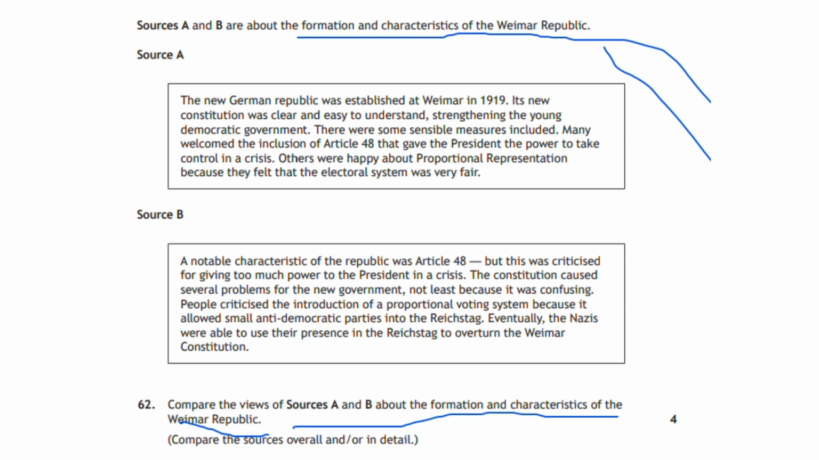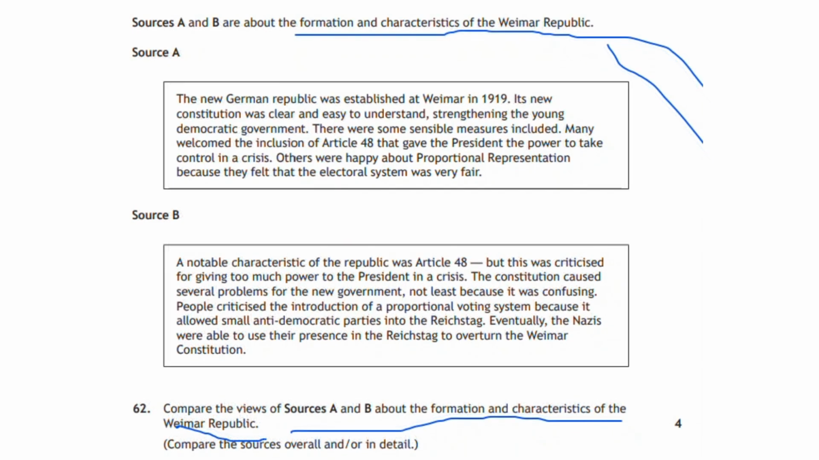That's what we're reading them for. There'll be a few distractors in each source, but we're looking for anything that tells us about the formation or characteristics of the Weimar Republic. So really anything about how it was made, formed, or what it was like. With this question, I'd like to start by getting some highlighters out, and I'm looking to highlight points of comparison. So I'm looking for a keyword in source A which will reappear in source B. The first thing to do is of course read the sources, but then you want to go back over them with your highlighters.